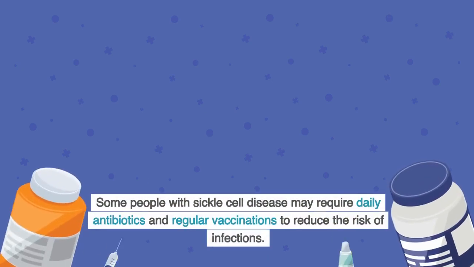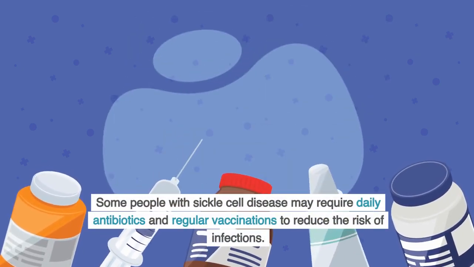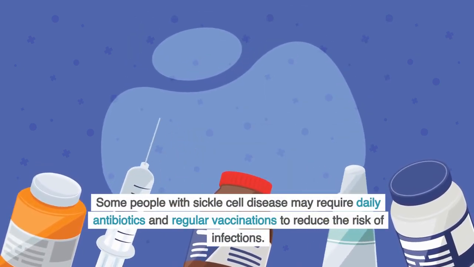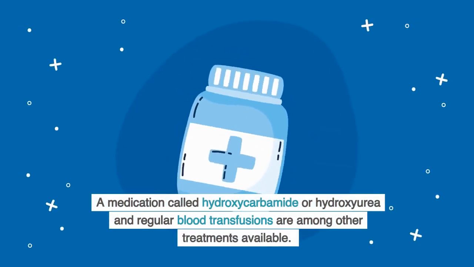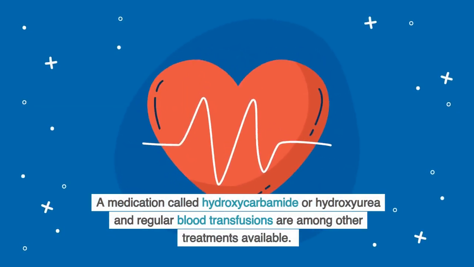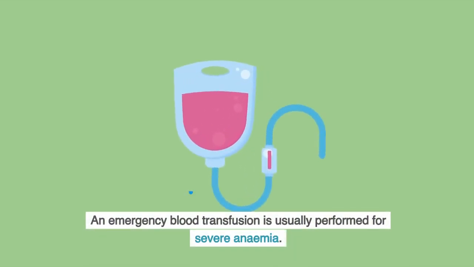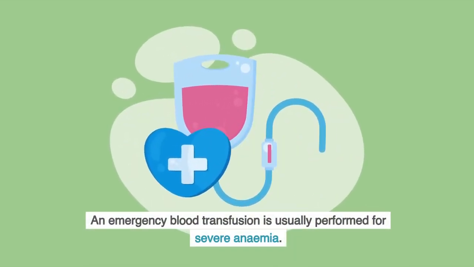Some people with sickle cell disease may require daily antibiotics and regular vaccinations to reduce the risk of infections. A medication called hydroxycarbamide or hydroxyurea and regular blood transfusions are among other treatments available. An emergency blood transfusion is usually performed for severe anemia.